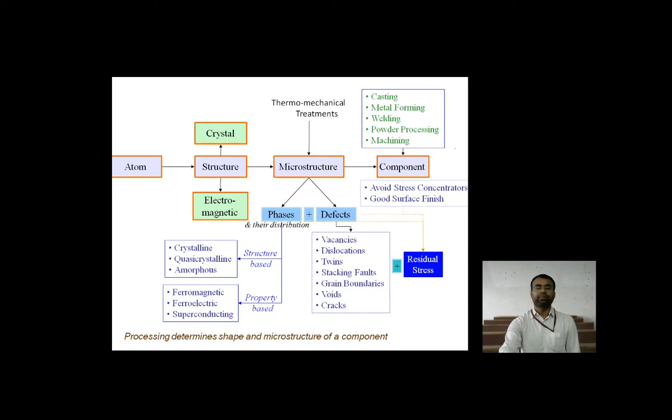So we talked about how things happen, and the microstructure is playing a very crucial role in maintaining the structure and the properties of that particular material, and that property is related to the phases present in the metal and the defects which are included in the structure of the material.